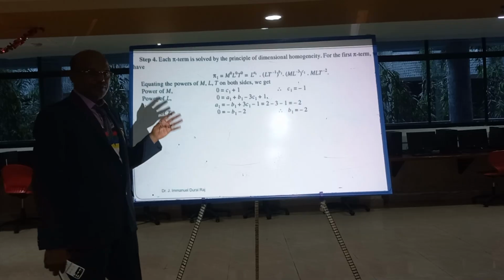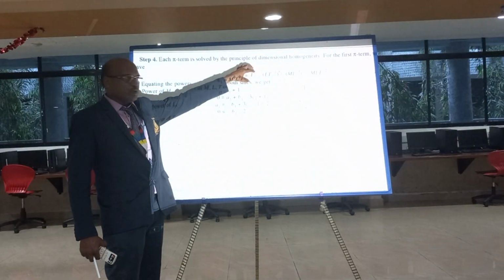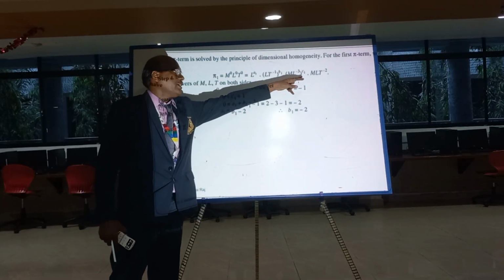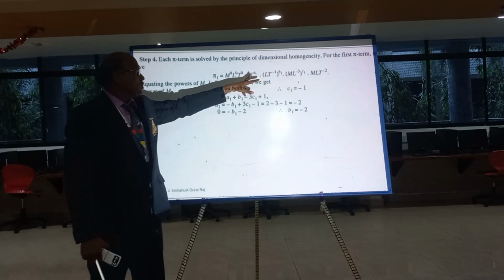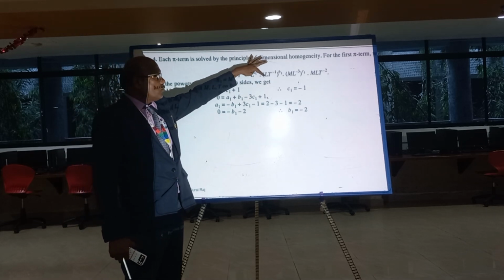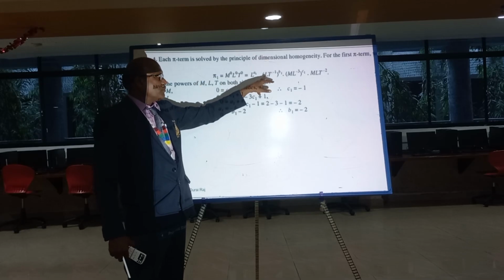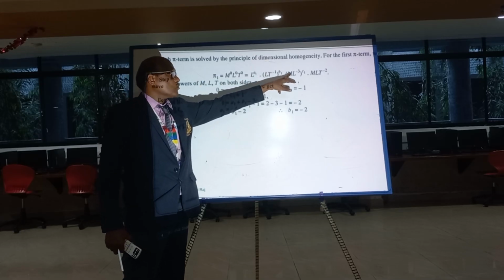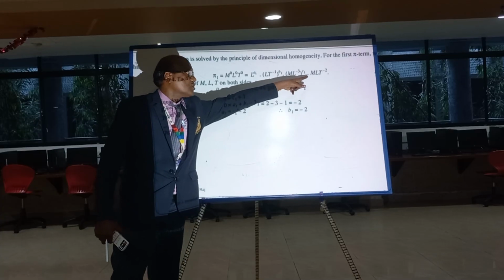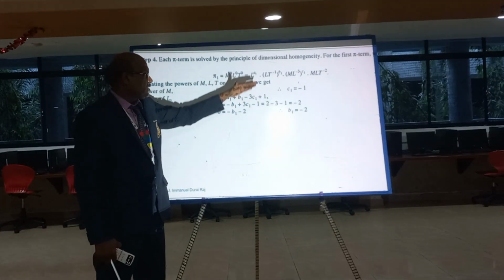Then take the first pi term and solve. Always the pi term is a dimensionless quantity, so put M^0, L^0, T^0 and write the units for L, V, rho and resistance R. L, length, has dimension L. V is L T power minus 1, that is meter per second. Density is kg per meter cube, M L power minus 3, and resistance is force, M L T power minus 2. Okay, you can write like this.